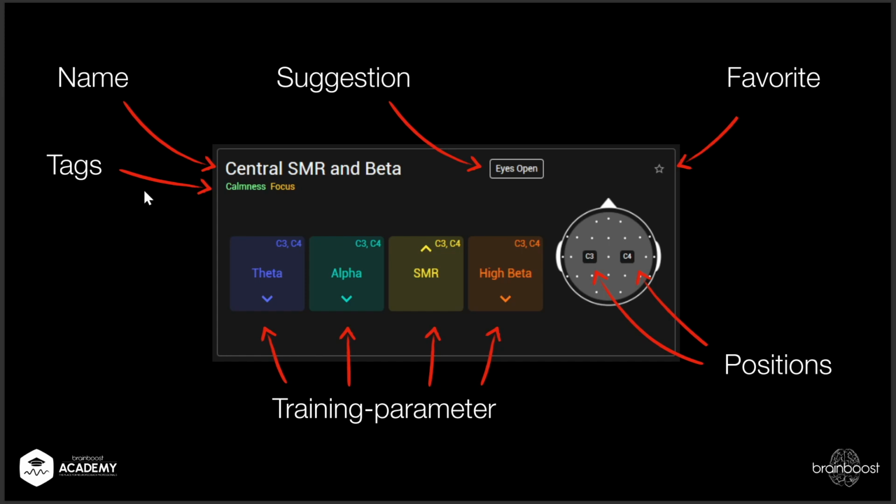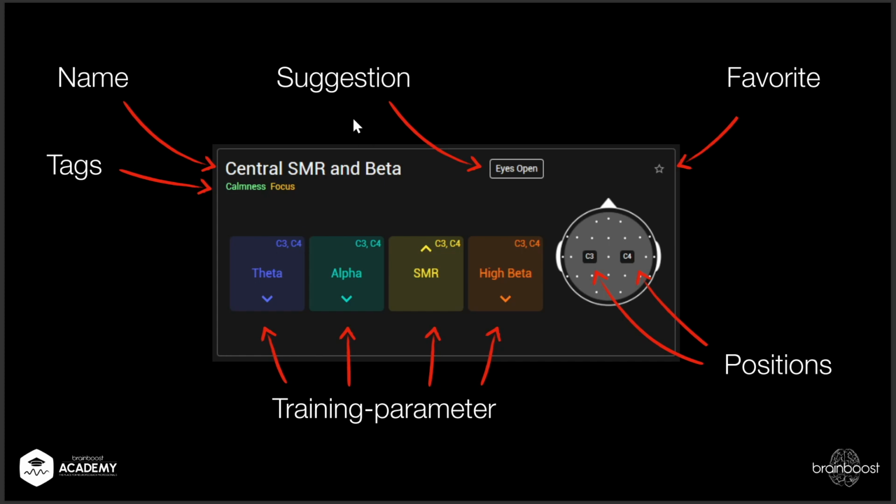You can give tags. Usually the tags are for filtering, but they are also there so that you get a broad idea of what this protocol is about. Maybe I read about this, it's for a calm focus. So you can later filter it and give a brief idea also to your colleague what this protocol is supposed to be about.